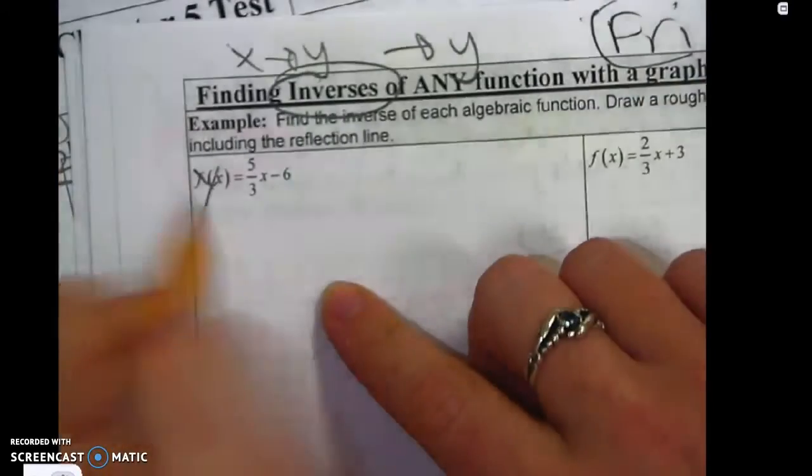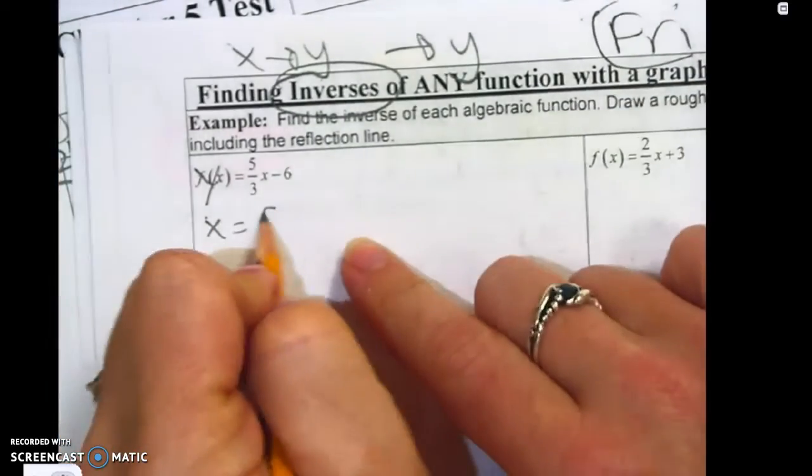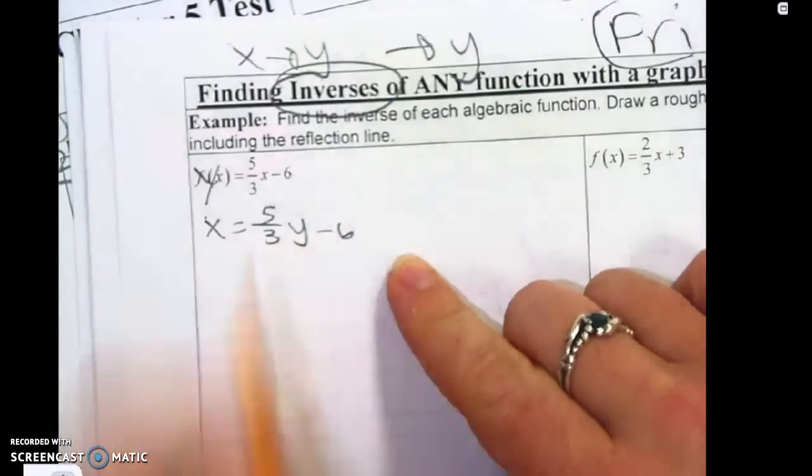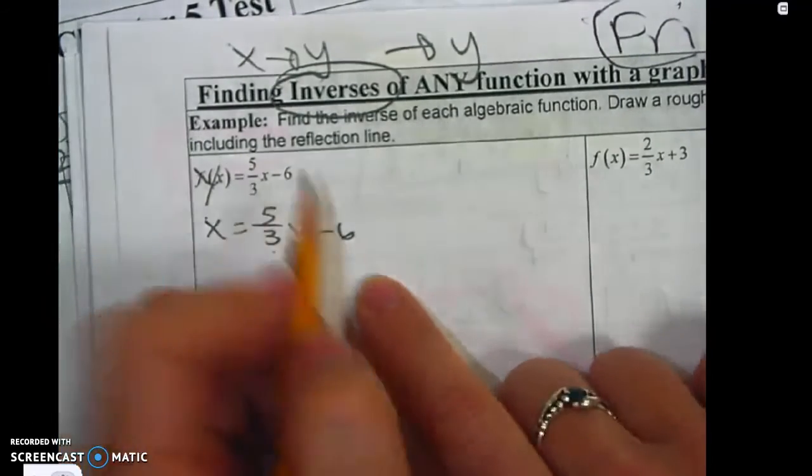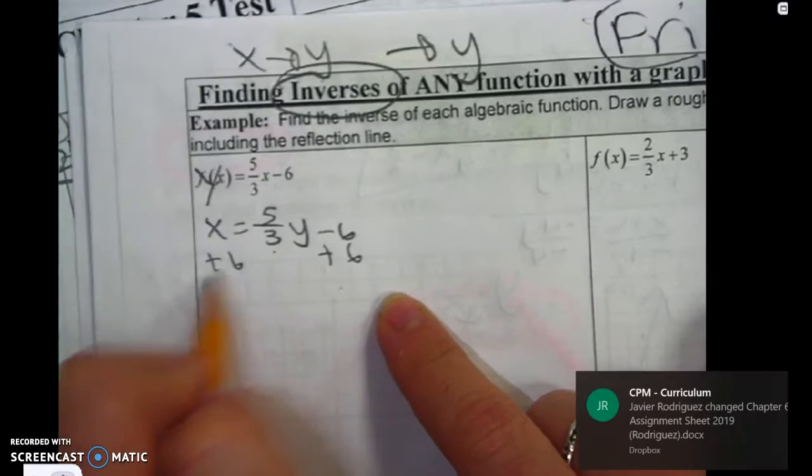Sometimes it becomes easier when I write y equals. So x equals 5/3 y minus 6. There's a couple different ways to do this. One way is get rid of the fraction first. Some people would rather wait to get rid of the fraction. Whatever.